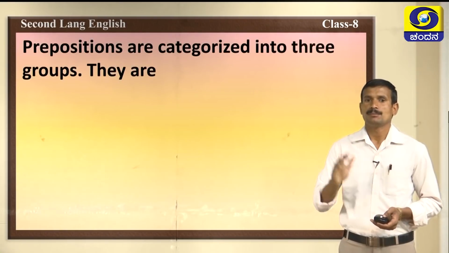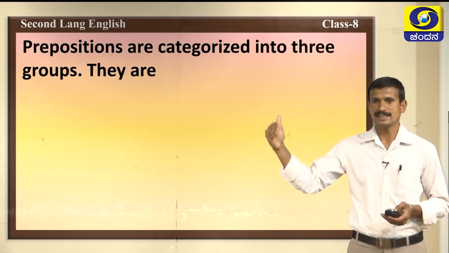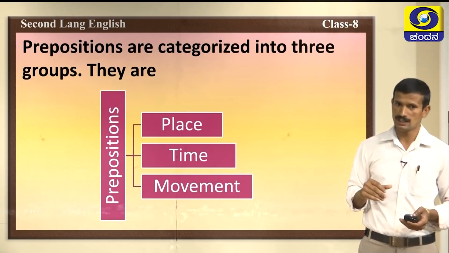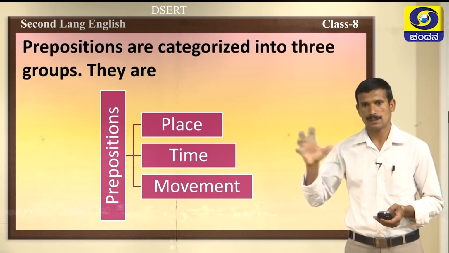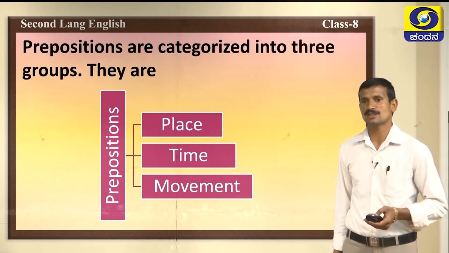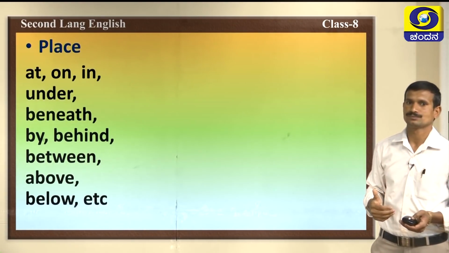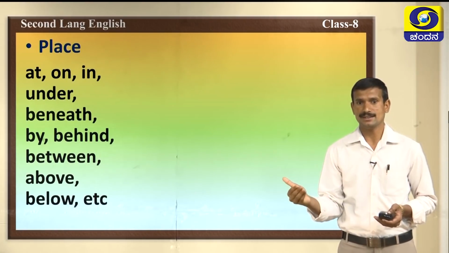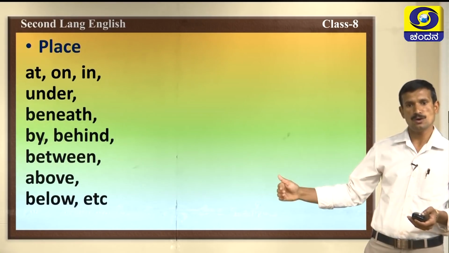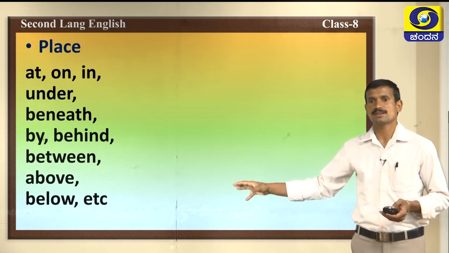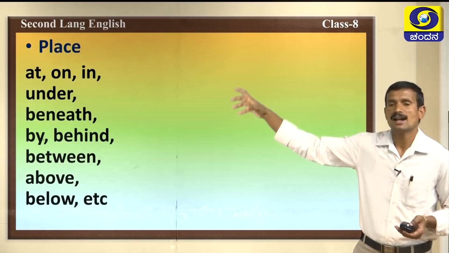Prepositions are categorized into three groups: prepositions of place, prepositions of time, and prepositions of movement. Let us know what they are. Prepositions of place: at, on, in, under, beneath, by, behind, between, above, below. These are prepositions of place, and we can use these words to indicate a place.